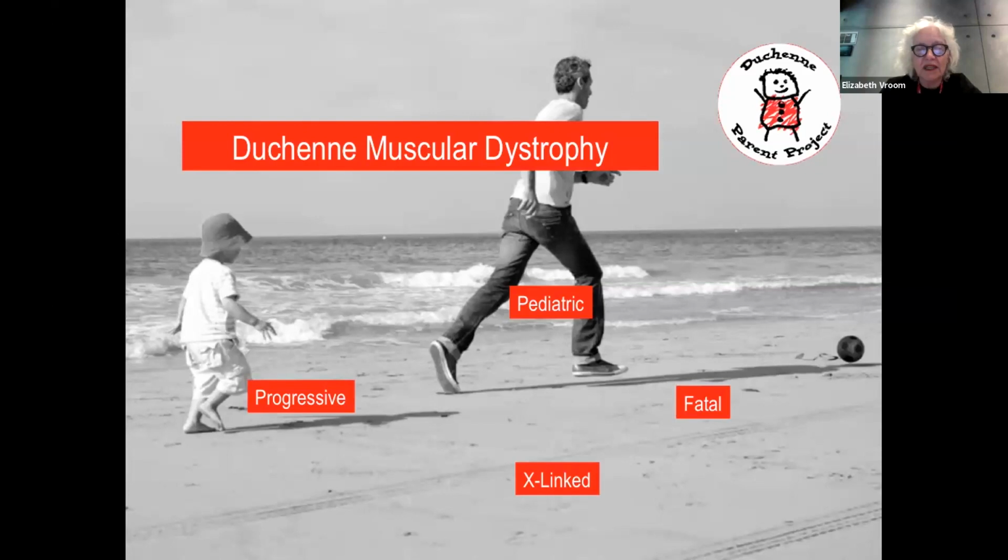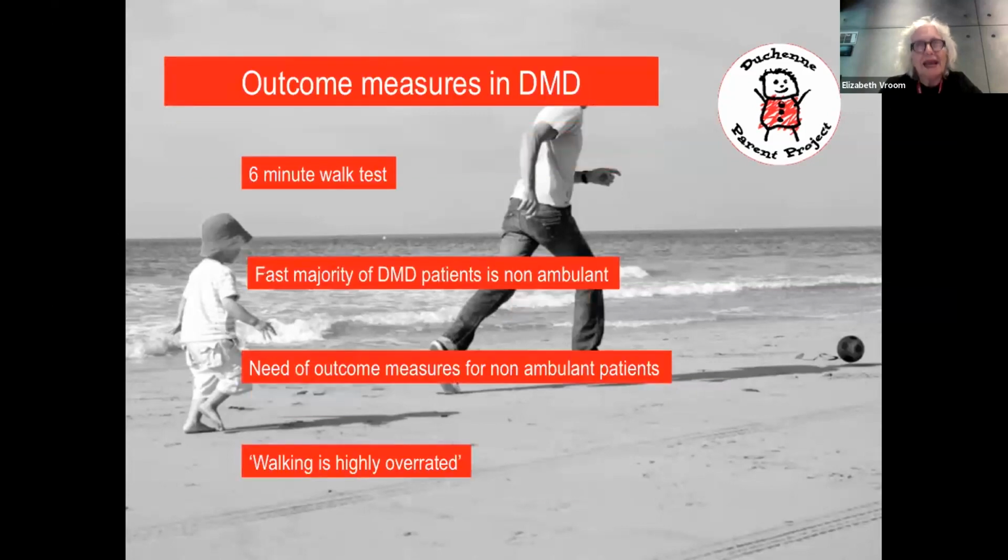In the past, before they were 20, now there are more and more men living into their 30s and up to their 40s. But in clinical trials, we saw that FDA and EMA agreed with companies in the past that the 6-minute walk test was the outcome measure for improvement. However, only until the age of 10, let's say 12, boys are walking. So the vast majority of Duchenne patients are non-ambulant. So drugs were not developed for this age group.